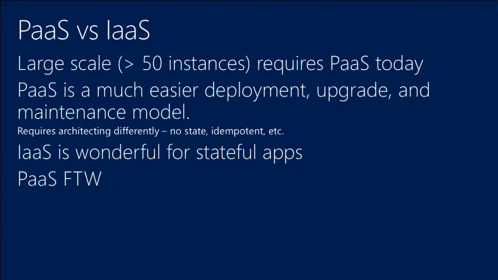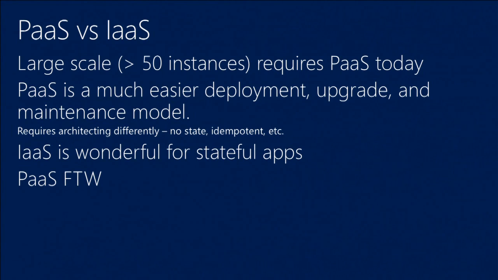So for large-scale deployments, if you need to go over 50 instances, already you're on PaaS. Currently, the limit in IaaS is going to be 50 instances. And same with Windows Azure Websites, if it was relevant to this discussion. It turns out the PaaS model is actually much, much easier for deployments, updates, upgrades, and so on and so forth. You're kind of on your own on IaaS. It's not impossible, but you're on your own.